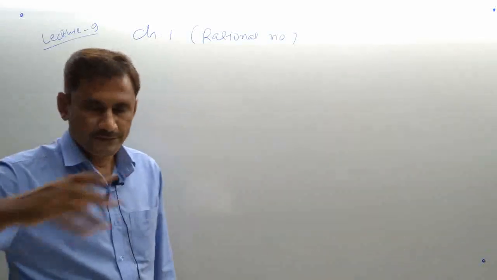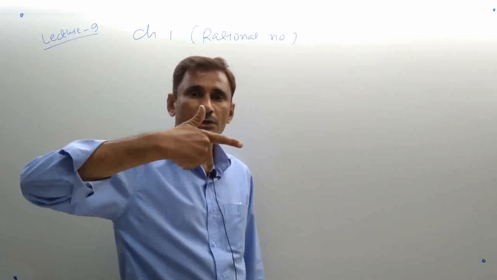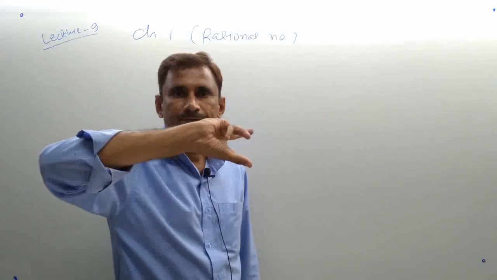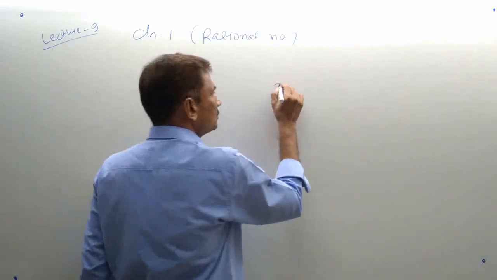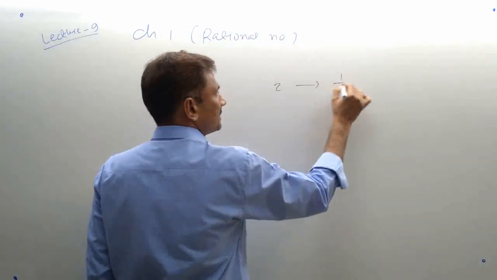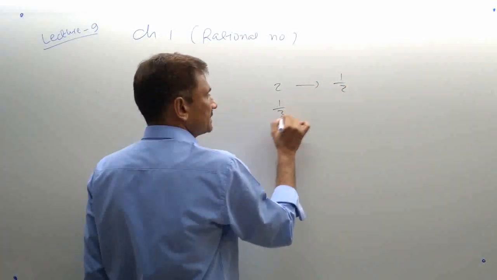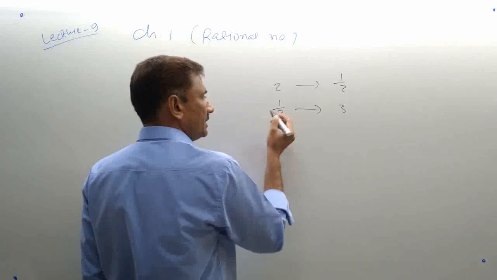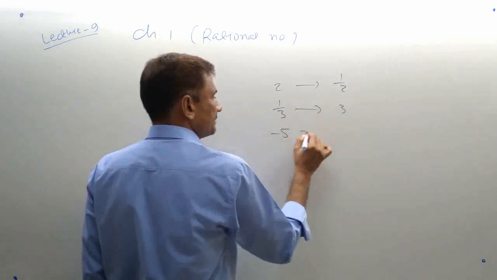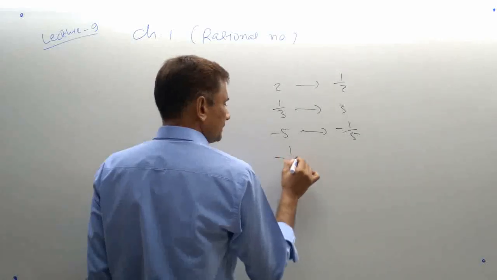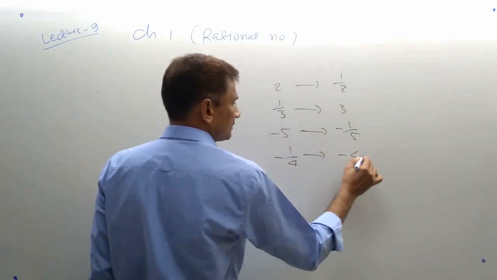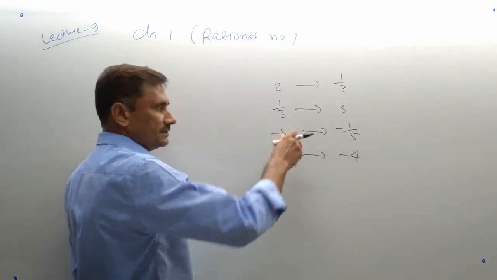So reciprocal means inverse. Inverse means what? Just interchange it: numerator, denominator; denominator, numerator. So I can say 2's reciprocal is 1 by 2. 1 by 3's reciprocal is 3. Minus 5's reciprocal is minus 1 by 5. Minus 1 by 4's reciprocal is minus 4. So the sign remains the same, only the inverse is being taken.